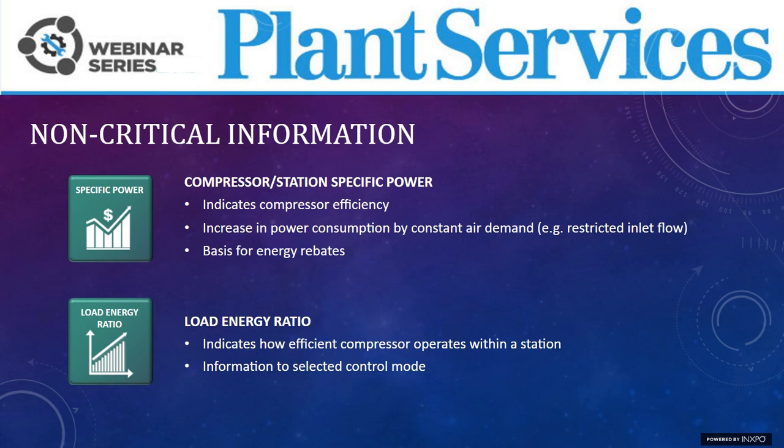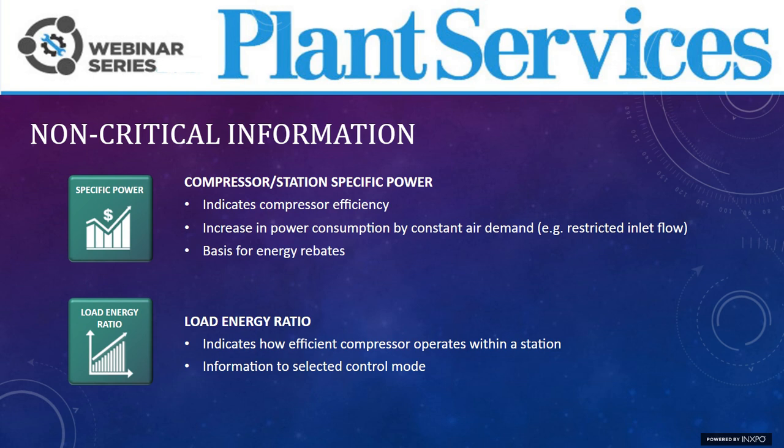Let's jump over to non-critical information. As I said earlier, they're not less important. Compressor-specific power, or even station-specific power, that's power consumption per free air delivery, is a benchmark of how efficiently a station operates. An increase in power consumption at stable output, for instance, identifies a restriction at the compressor inlet. Controlling a station based on specific power results in higher energy savings, for instance by implementing a higher level controller.